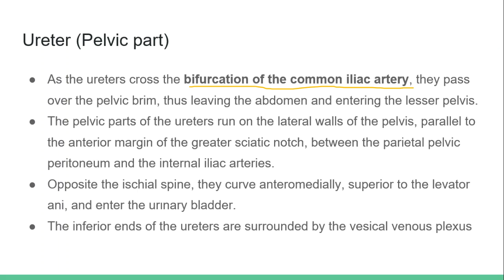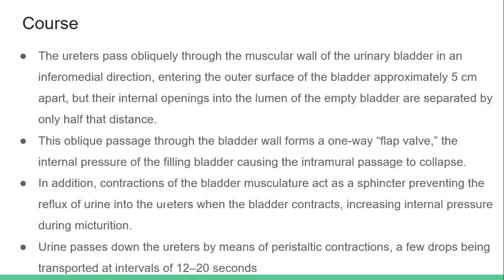The pelvic parts of the ureters run on the lateral walls of the pelvis, parallel to the anterior margin of the greater sciatic notch, between the parietal pelvic peritoneum and the internal iliac arteries, opposite the ischial spine. They curve anteromedially, superior to the levator ani, and enter the urinary bladder. The inferior ends of the ureters are surrounded by the venous plexus. So you're looking at the course as our main topic today.